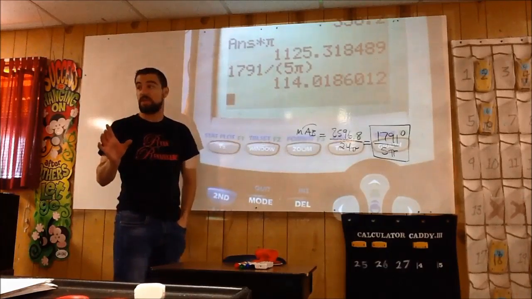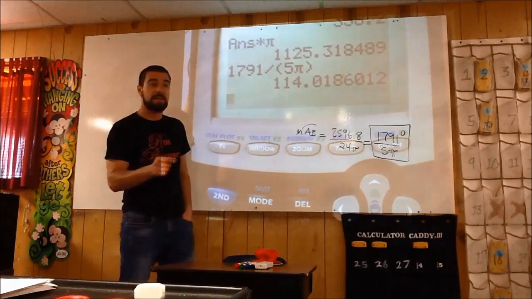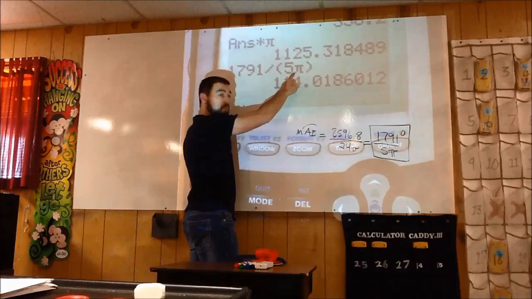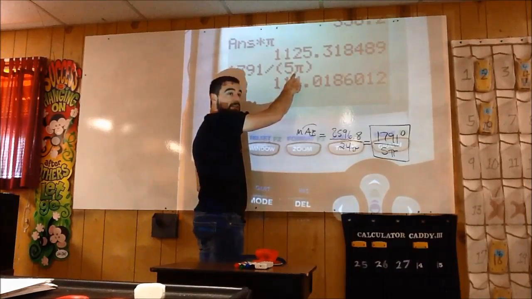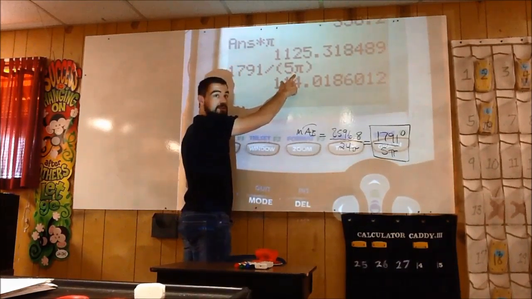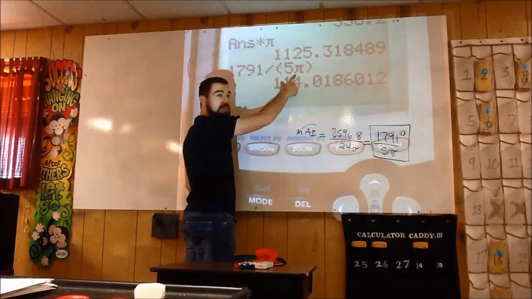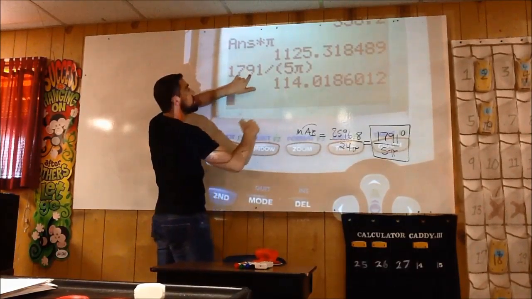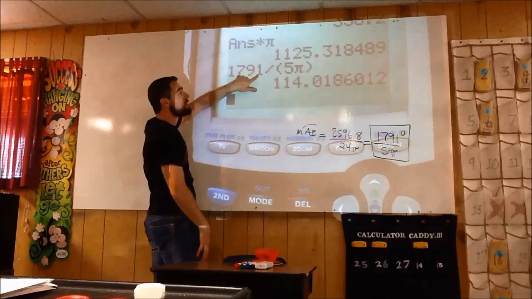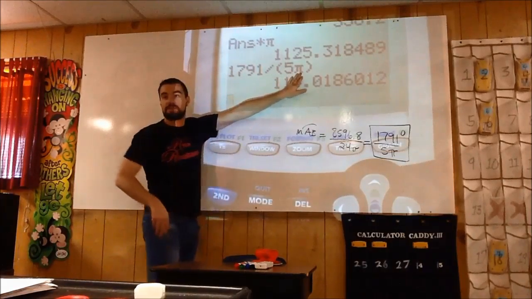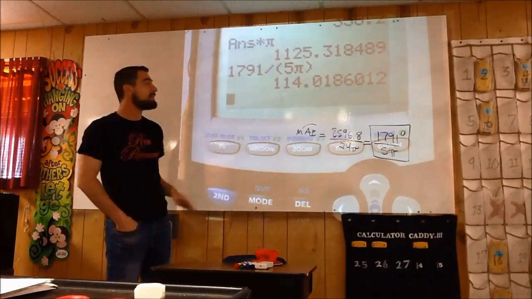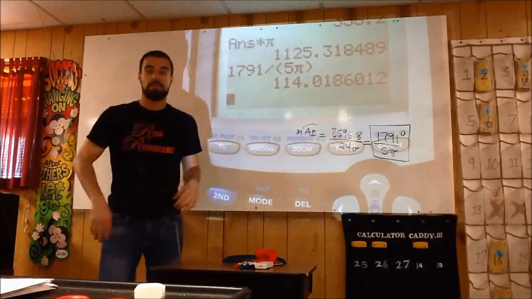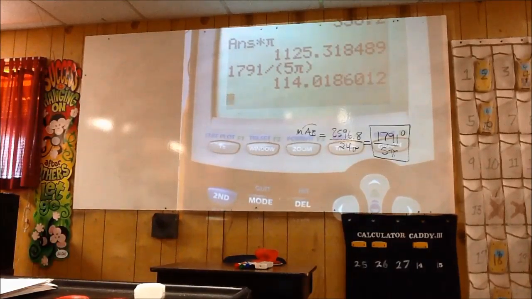So now what it's going to do is follow PEMDAS. It's going to evaluate what's in the parentheses first. There are no exponents. There is no multiplication. Then it's going to do this division: 1,791 divided by whatever 5 times pi is. You've got to tell the calculator what to do. If not, it's just going to do what it's programmed to do, and that's follow PEMDAS.